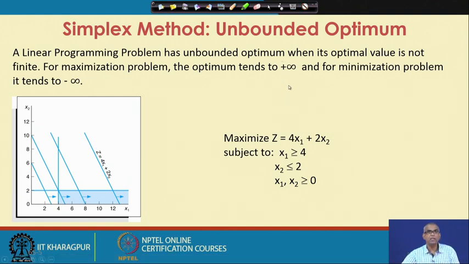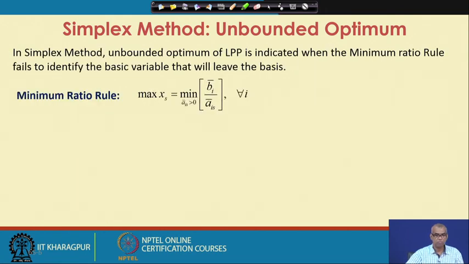So, how is this indicated in simplex method? In simplex method, unbounded optimum of a linear programming problem is indicated when the minimum ratio rule fails to identify the basic variable that will leave the basis.